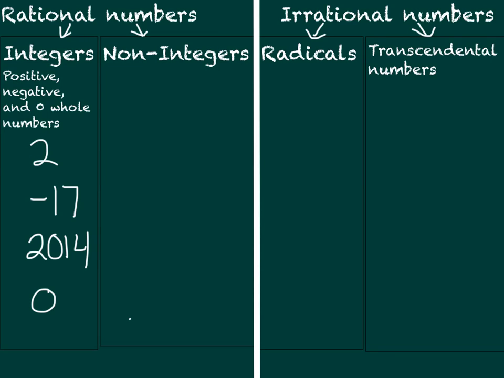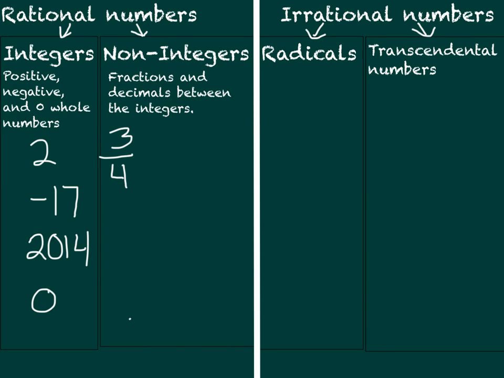Now our non-integers are going to be all the numbers that are in between the integers, all the fractions and decimals between them. An example of a non-integer would be 3/4, or even mixed fractions, 1 and 2/7. That's between 1 and 2. We can have negative non-integers as well, like -4.63, because that's between -4 and -5.